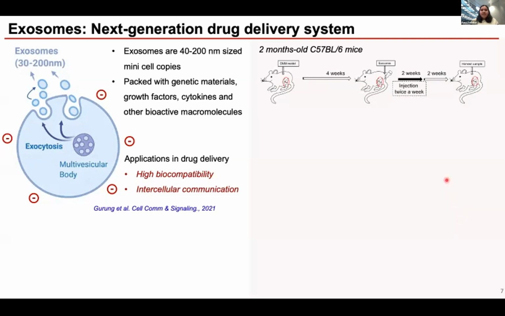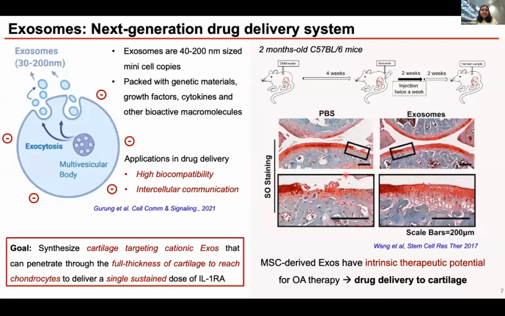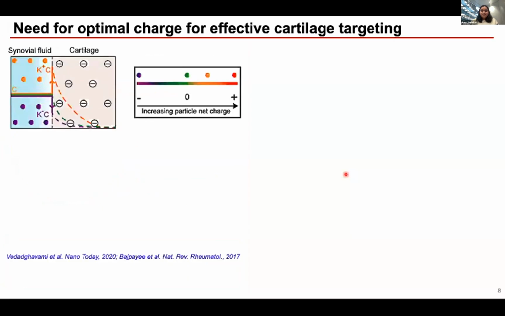For example, here, MSC-derived exosomes were intraarticularly injected into DMM-OA rat models 4 weeks post-surgery, and they rescued the injury-induced cartilage better than the saline control, as seen in the safranin O images. Thus, our goal is to synthesize cartilage-targeting cationic exosomes that can penetrate through the full thickness of cartilage to reach chondrocytes and deliver a single sustained dose of IL-1RA.